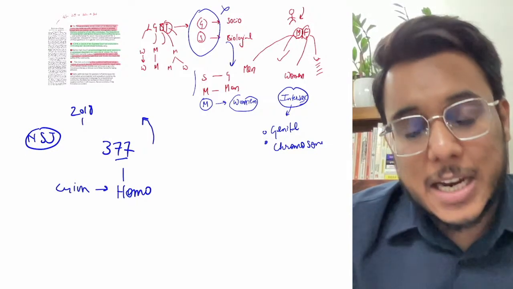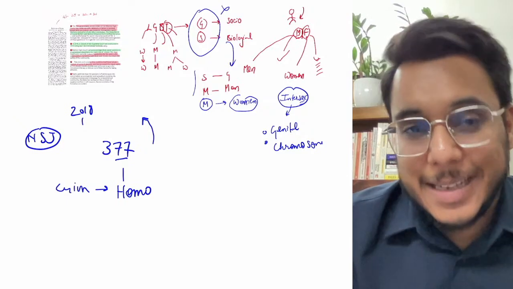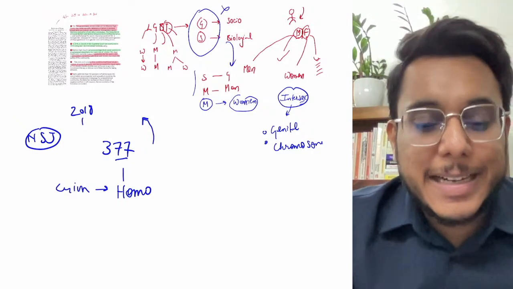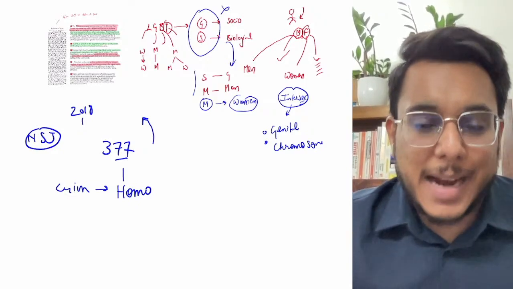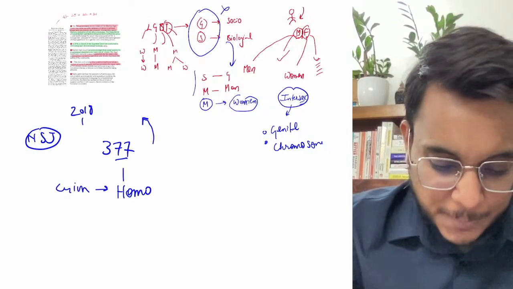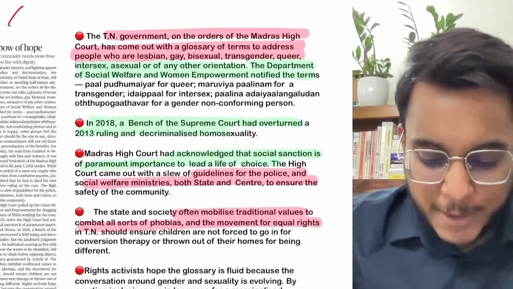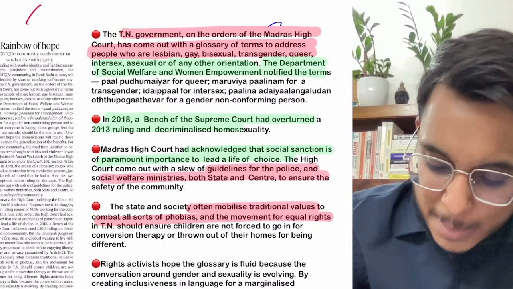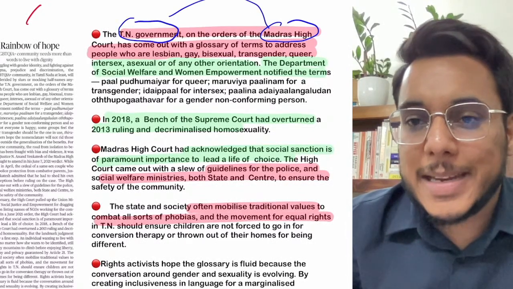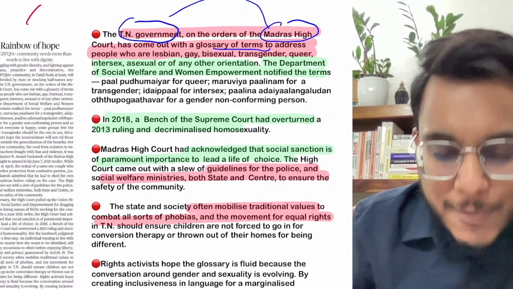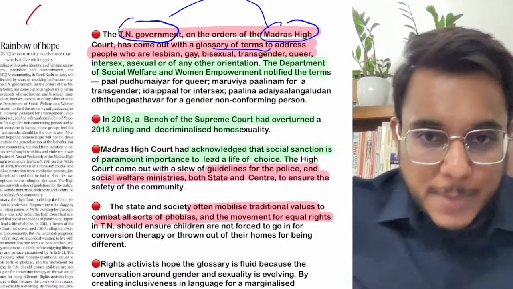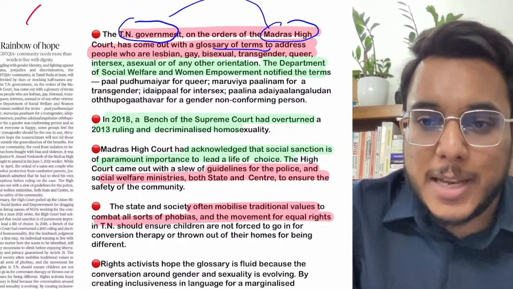After that, the government has repeatedly provided that people belonging to the LGBT community are to be provided dignity and all their rights, and all such things have been emphasized again and again. Now guys, in this direction, one more development happened. The Madras High Court asked the Tamil Nadu government to come out with dignified terms to address people belonging to the LGBT community. Is it clear or not?